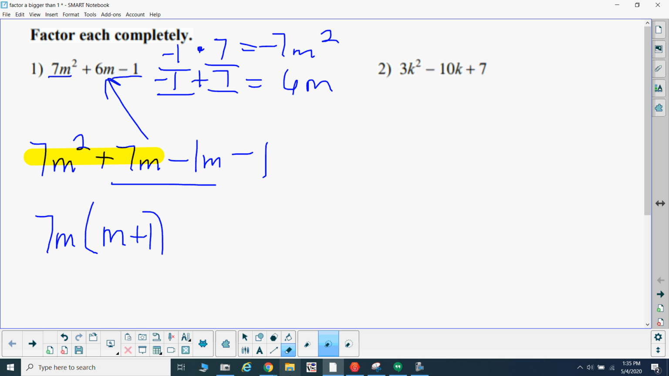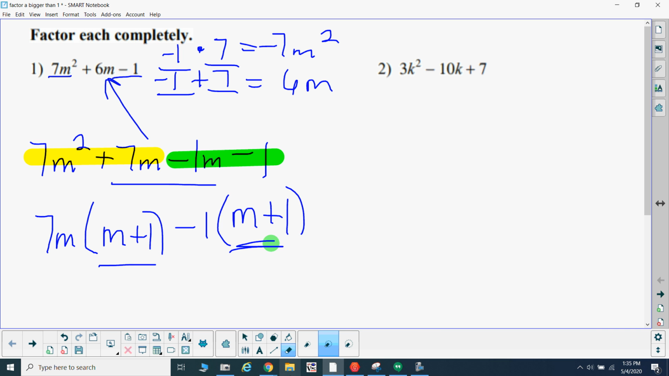And then I look at the back two numbers, these two, and I look to see what I can factor out. Well, I can take out a minus 1, and if I do that, I have positive m plus 1. Now, if I look, I can factor m plus 1 out of both of these. So if I take an m plus 1 out, if I take it out of here, I have a 7m left. If I take it out of here, I have the minus 1. So my two factors would be m plus 1 times 7m minus 1, which is what we got the other way too. All right, so next problem. Let me erase that one.